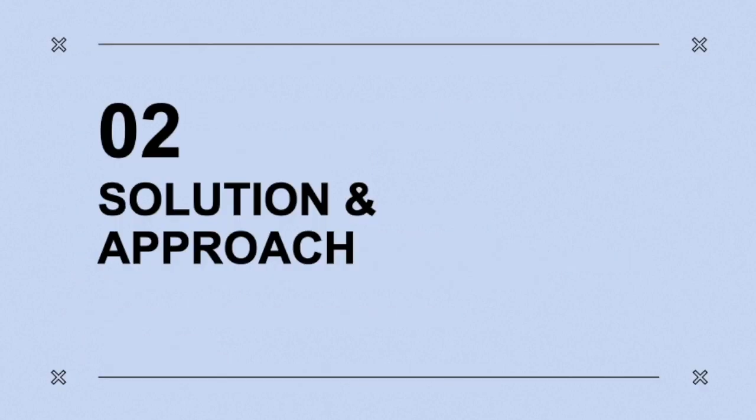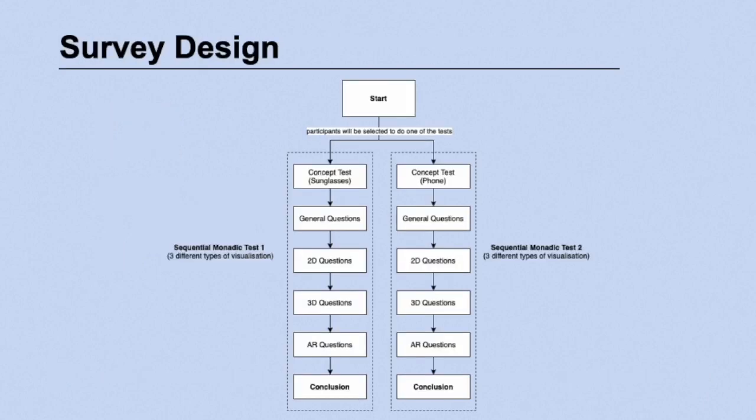Moving on to the approach, a survey-based research is conducted. The survey implements a dual sequential monadic design. When the participant first visits the website, he will be randomly allocated to one of two surveys. The first survey is one that uses a wearable item, sunglasses, as the product, and the second survey is a non-wearable item, which in this case is a phone. Note that participants will only do one of the surveys.